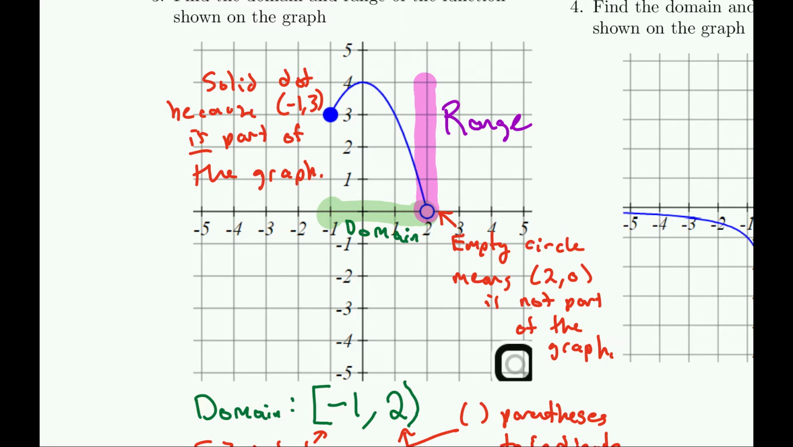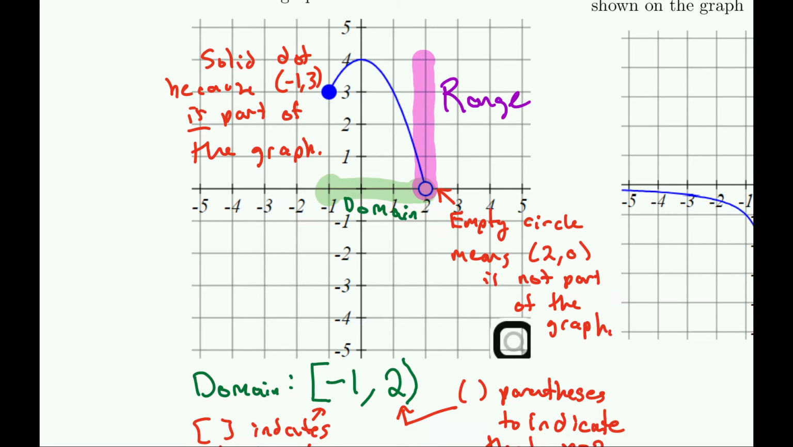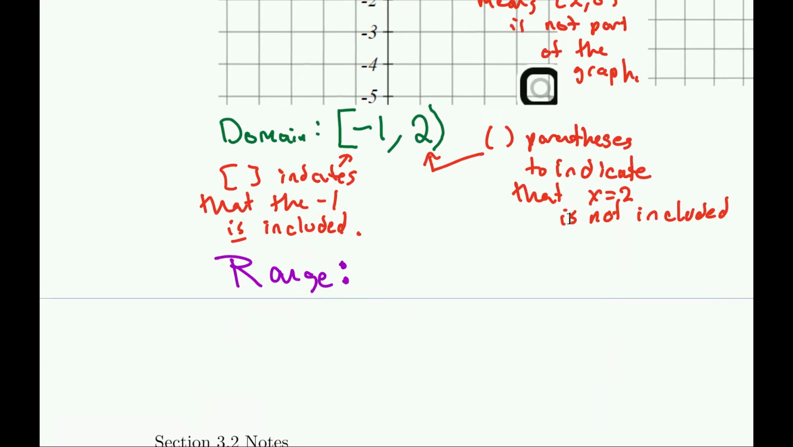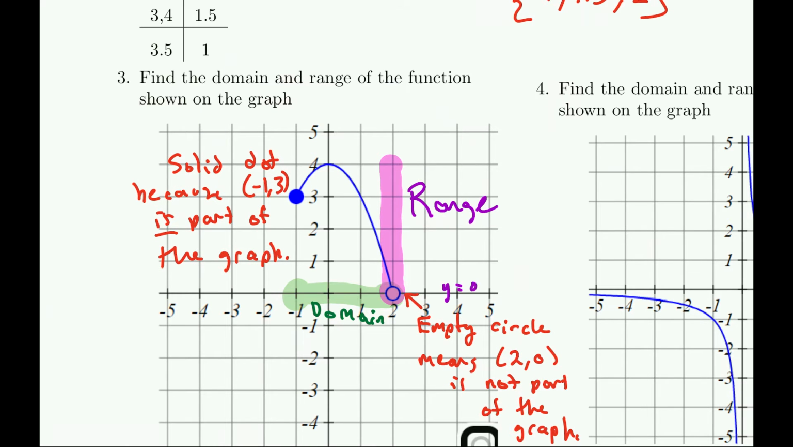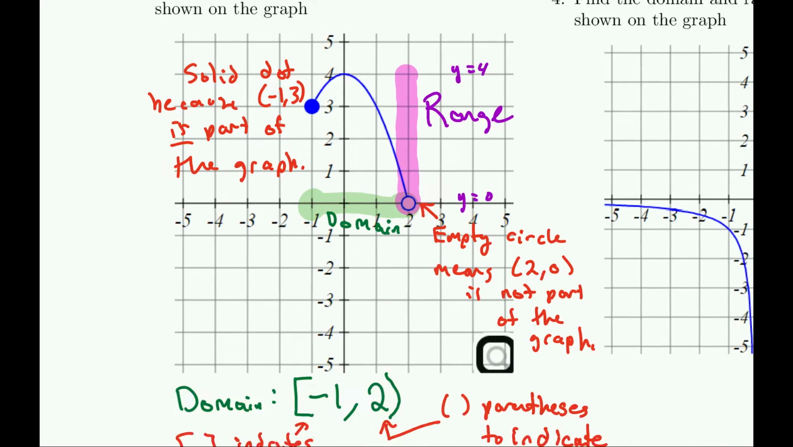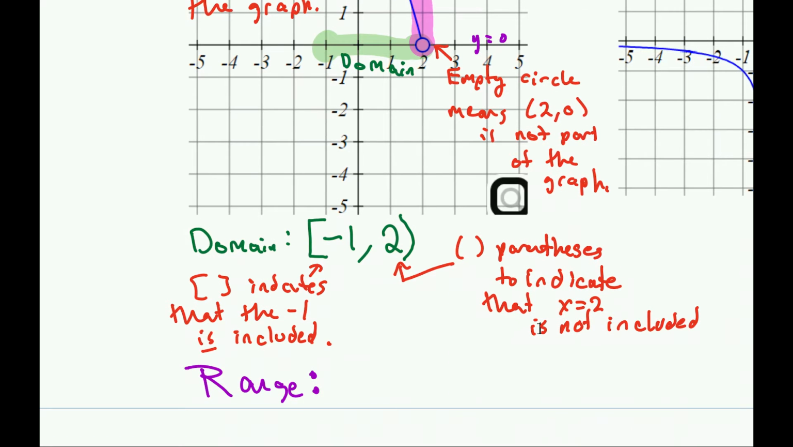All of the y values you see on your graph. And then we need to write it in interval notation exactly the way we did the previous one. So it looks like down here, of course, this is y equals 0. And up here, this is y equals 4. So our range is going to be from 0 all the way up to 4 for the y values. So we say it's 0 and 4.